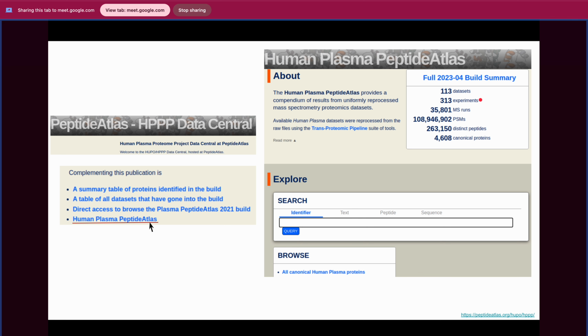In this case, there are 113 datasets from which the different information has been merged. 330 new experiments have been done. Then MS runs, so 35,801 MS runs were done. Then peptide spectral matches, so these many peptide spectral matches were identified, and about 2,63,150 distinct peptides are present in this dataset, and 4,608 are the canonical proteins which have the major peptide level confidence for those proteins.